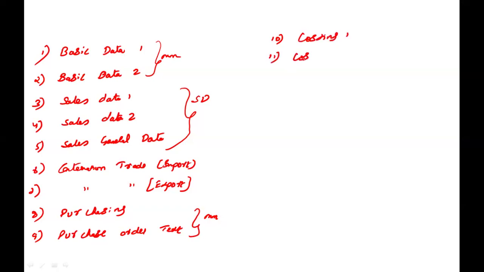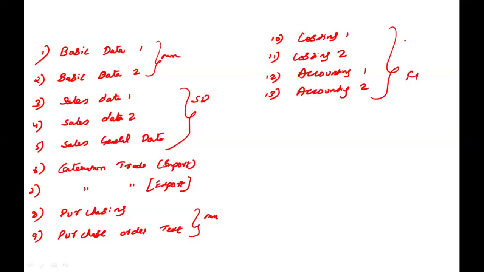Then we have the costing 1 and costing 2. Then we have the accounting 1 and accounting 2. So these all are handled by FICO. This is handled by FI, this is handled by CO. So we have FICO, finance and controlling. FI is finance and CO is controlling. So accounting views are handled by finance and costing is handled by the costing team or controlling team.